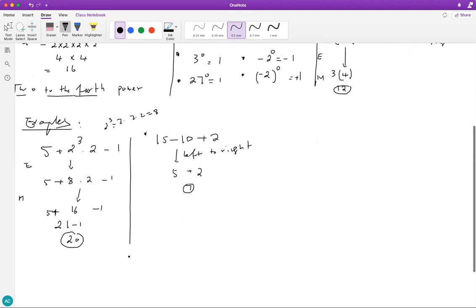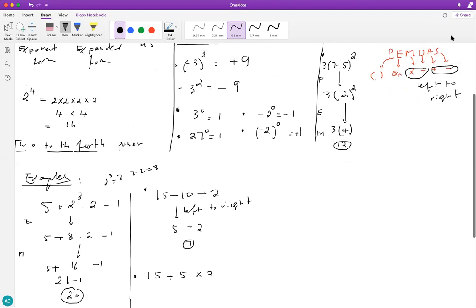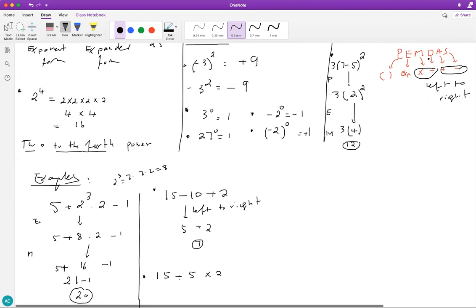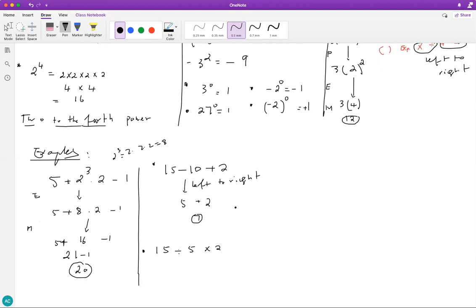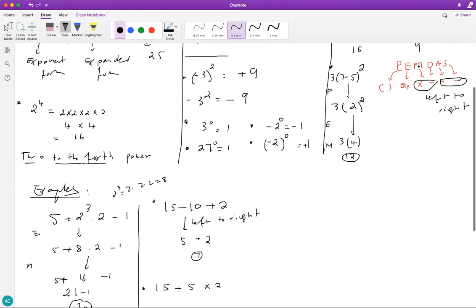Okay, let's see an example of that. So let's say you have 15 divided by 5 times 2. If you're thinking of the order of operations, you might think, oh, the multiplication first and then the division. But no, these two are done left to right. This is basically an exception to PEMDAS. We're not doing the multiplication first, even though PEMDAS says so.